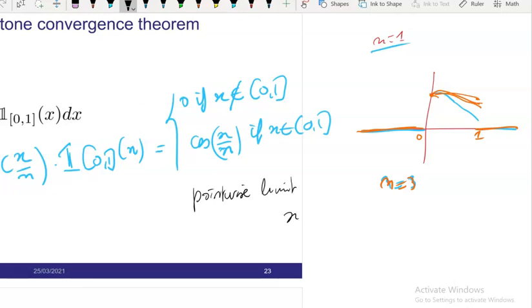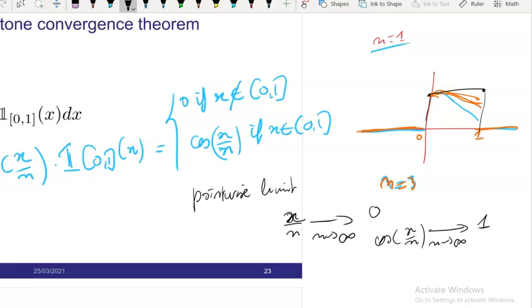Okay, for cosine of x over n, let's split that into several parts. For x over n as n tends to infinity, so that tends, of course, obviously, for x between 0 and 1, to 0. So cosine of x over n as n tends to infinity is going to tend to cosine of 0, which is 1.